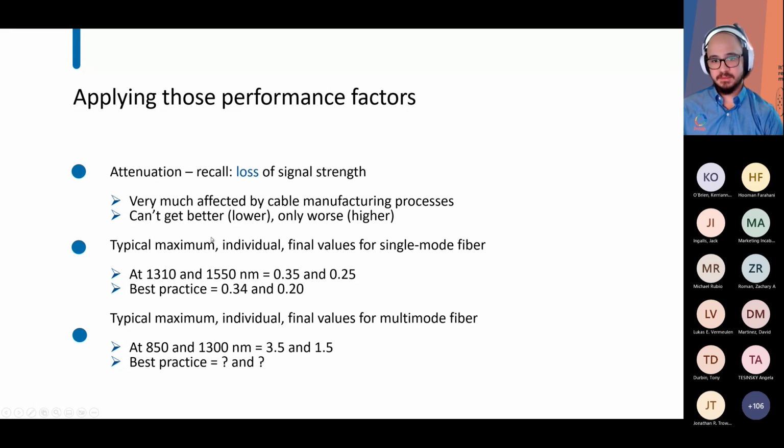And then the typical maximum final values that we get for single mode at 1310 nanometers, we get 0.35, and then at 1550 you get 0.25. And then best practice in the industry is 0.34 and 0.20. The typical values for multi-mode fiber are 3.5 at 850 and 1.5 at 1300. In our industry, or in my experience, we don't work as much with multi-mode fiber, so best practice is kind of unknown. But as long as you're sticking to the typical maximum values, you should be okay.